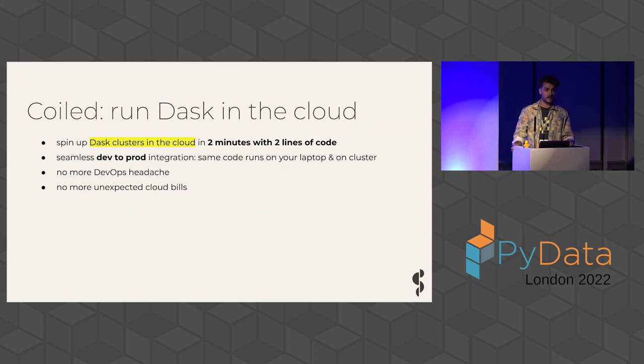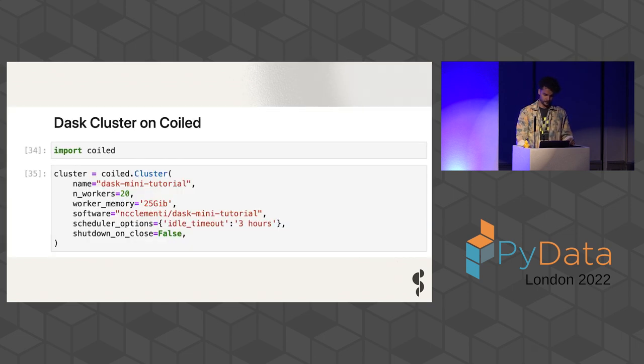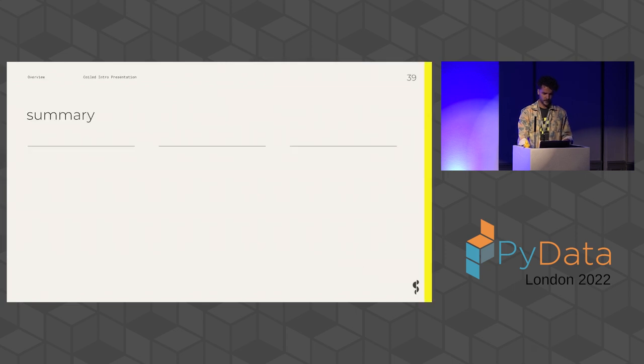So we can run Dask clusters in the cloud, spin them up in a couple of minutes with two lines of code, and then you can run code from your laptop in the cloud in your AWS or GCP account. So we take away the DevOps part of deploying Dask in the cloud. And again, we'll see this in more detail later.